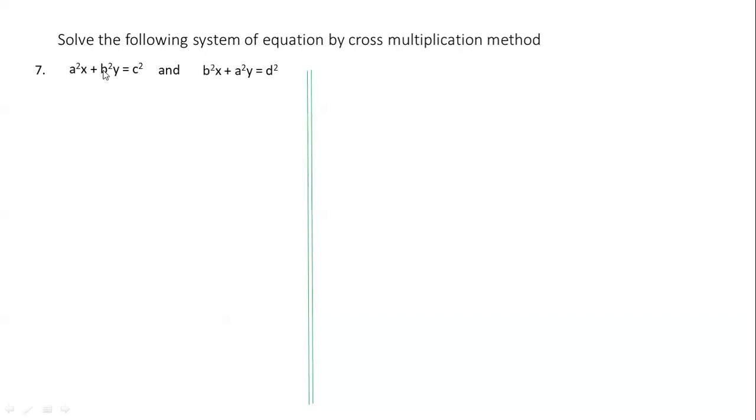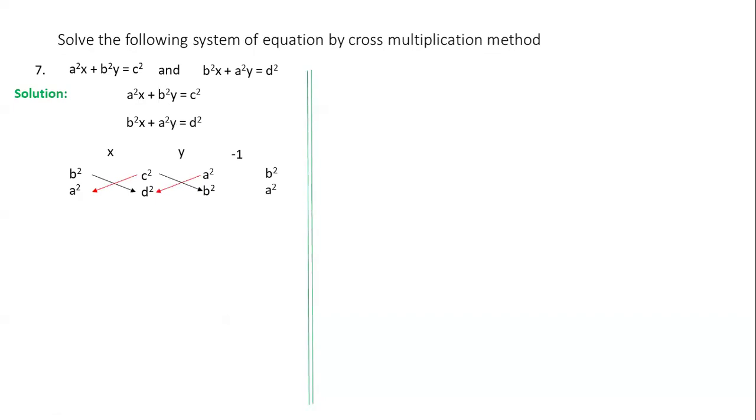Now this one, a square x plus b square y is equal to c square, and b square x plus a square y is equal to d square. Now coefficients are different and all letters are also different. So normal x y and minus 1, b square a square, that is the coefficient of x square, then constants. This is the constant, then x coefficients, and then y coefficients. Should be this into this, minus this, this into this, this into minus this. Write it down. So b square d square minus a square c square is equal to c square b square minus a square d square is equal to a raised to 4 minus b raised to 4.